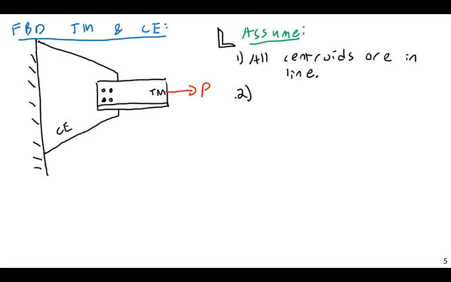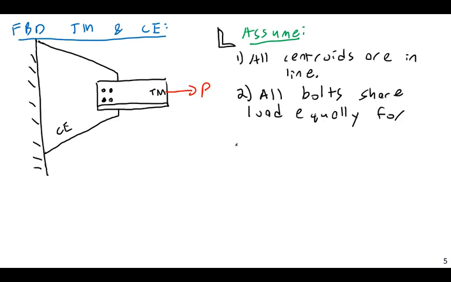And there's another assumption that becomes reasonable because of the centric loading that I'm assuming. Because of this, I can assume that all bolts carry equal load. All bolts share the load equally, for tension members symmetric about the centroid.